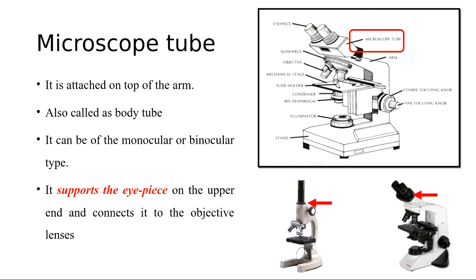What is the use of the microscope tube? It supports the eyepiece on the upper end and connects it to the objective lenses below. So what is the microscope tube? It is attached on top of the arm. It is also called the body tube. And what is its use? It supports the eyepiece on the upper end and the objective lenses below. That is its use.